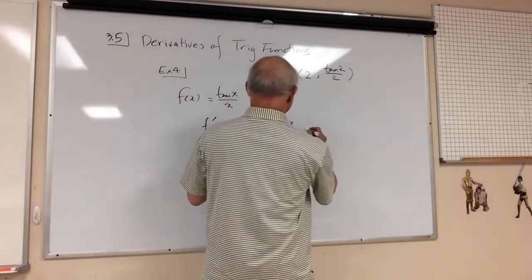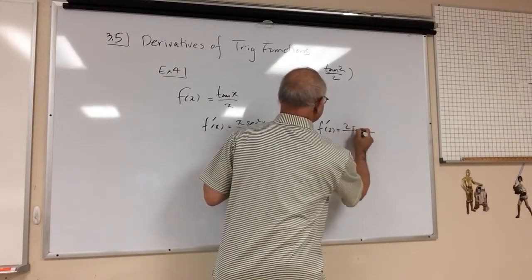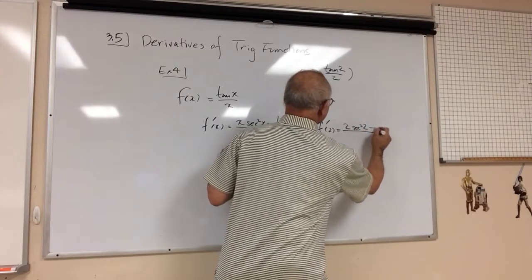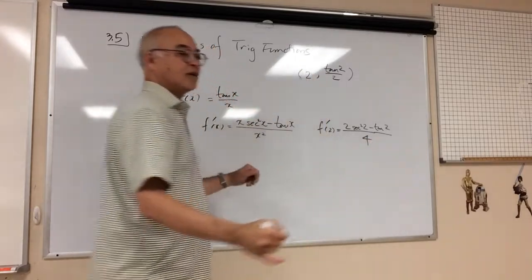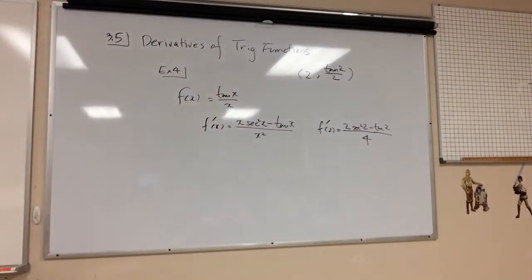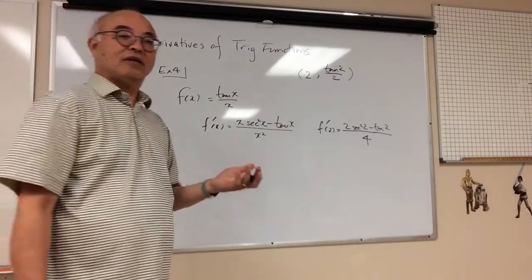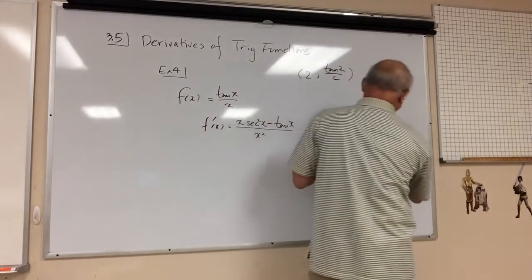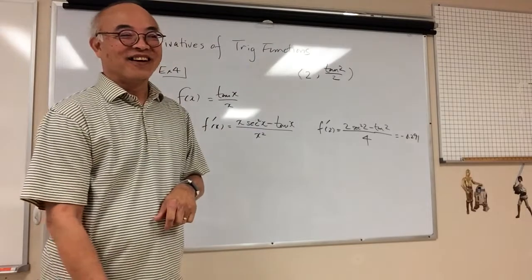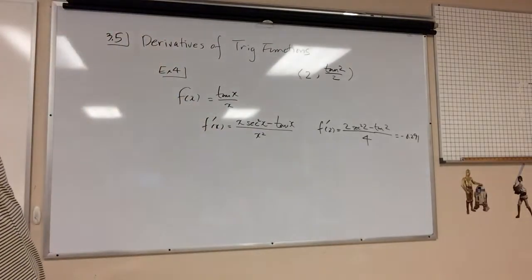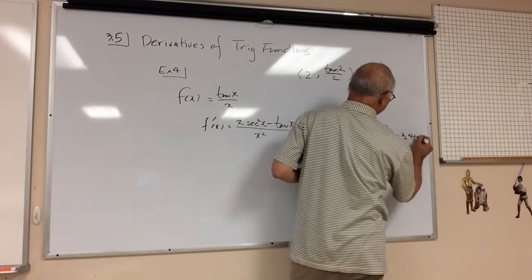Okay, so f prime when x equals 2 is equal to 2 secant squared 2 minus tan 2 over 4. Right? And we just put it in our calculator. This is obviously easy work. Negative 0.291, right? No, it says it's 3.433. Oh, 3.433? I read the wrong line. I read the next line.